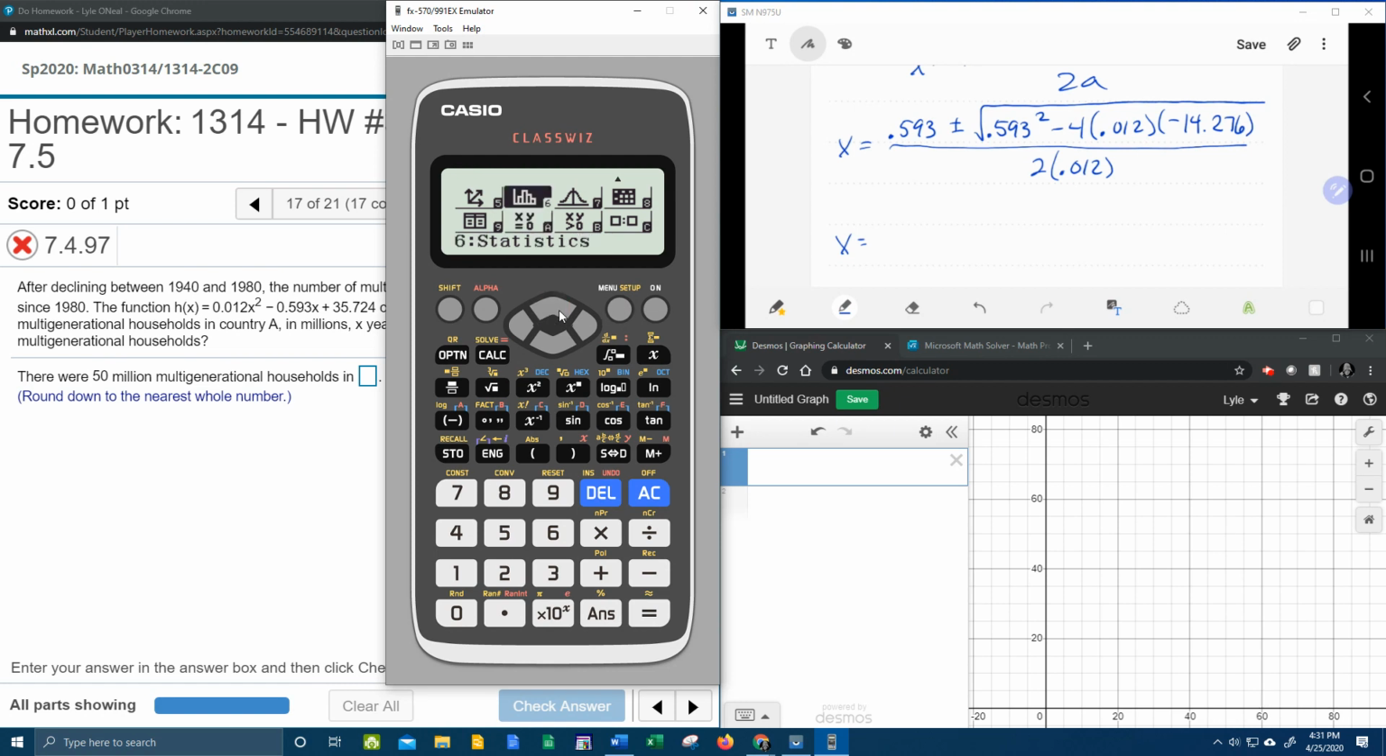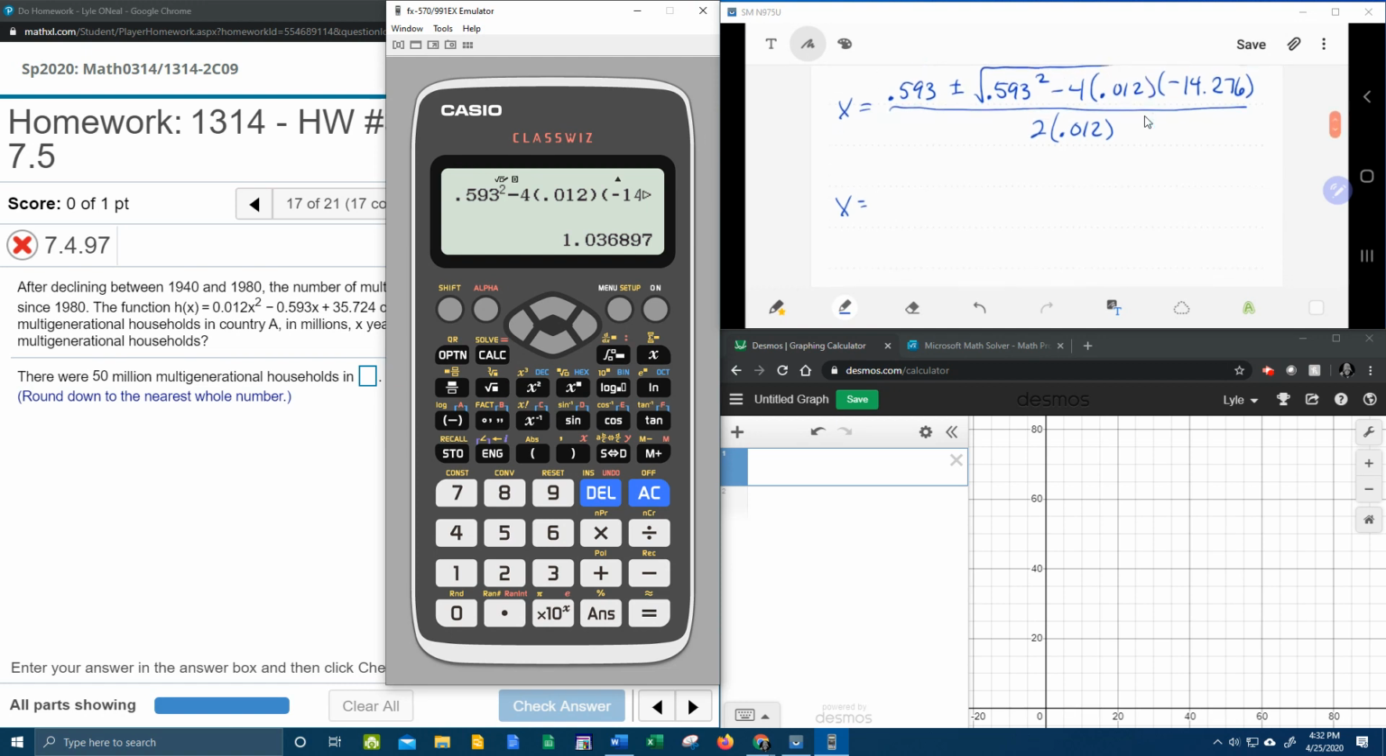So let's go back to our calculation menu. And what we want to do here on the calculator is we want to put the stuff under the radical only into the calculator. So 0.593 squared minus 4 times 0.012 times negative 14.276 equals, and so this is the number that's going to be under the square root.